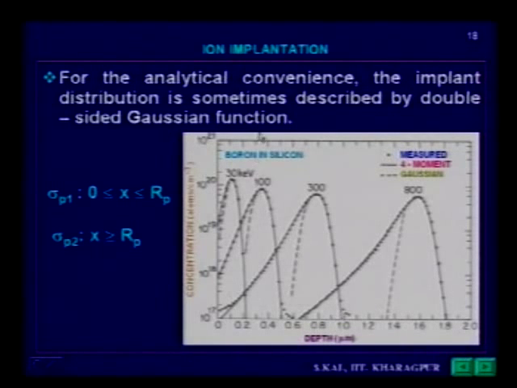In the case of boron in silicon, x greater than rp obviously matches with the Gaussian profile, but when x is 0 to rp, it doesn't match. And if you look into the arsenic profile, the thing is different. There the surface tail matches, but deeper into the substrate, where x is greater than rp, it doesn't match with the Gaussian distribution profile. But there also it has been observed in the case of arsenic that the Pearson 4 distribution matches.